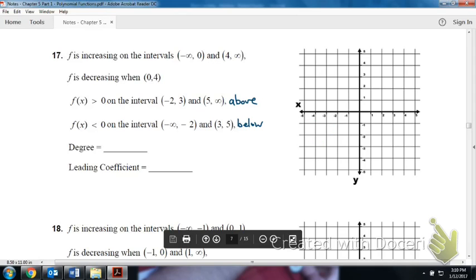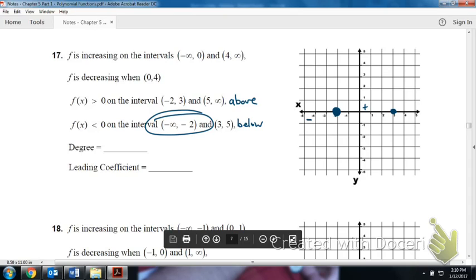So we'll start with negative infinity. We'll go left to right. So negative infinity to negative 2. So everything left of negative 2 is going to be below the x-axis. It's going to have a negative output. Everything from negative 2, in this case it's negative 2 to 3, is going to be above the x-axis.